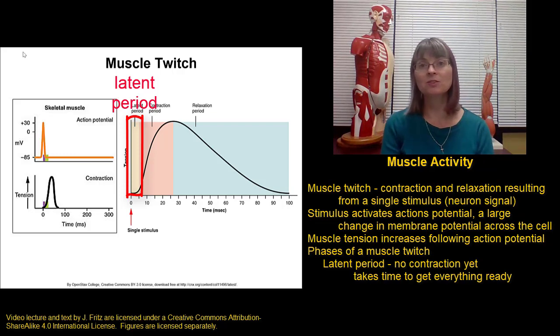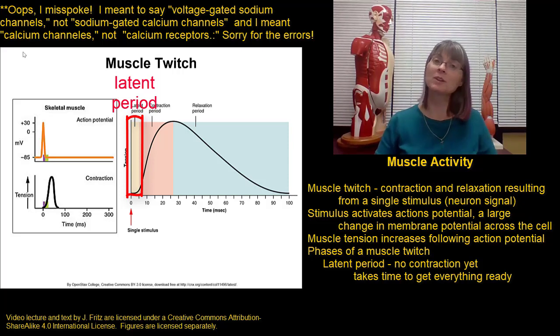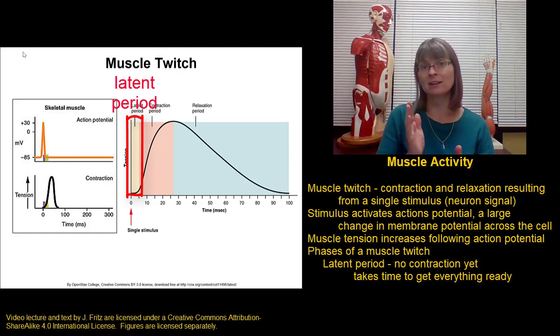And this latent period is due to all of the things that have to happen before we actually start the contraction. We have to open those sodium-gated calcium channels and change the membrane potential. We need to have that signal go down the T-tubules and open the calcium receptors of the sarcoplasmic reticulum. We have to have the calcium leave the sarcoplasmic reticulum and bind to troponin in order to move tropomyosin out of the way, and then we can begin the process of contraction. So that's why there's a short delay between the signal to contract and any actual contraction occurring. There are a lot of steps that have to happen in there.